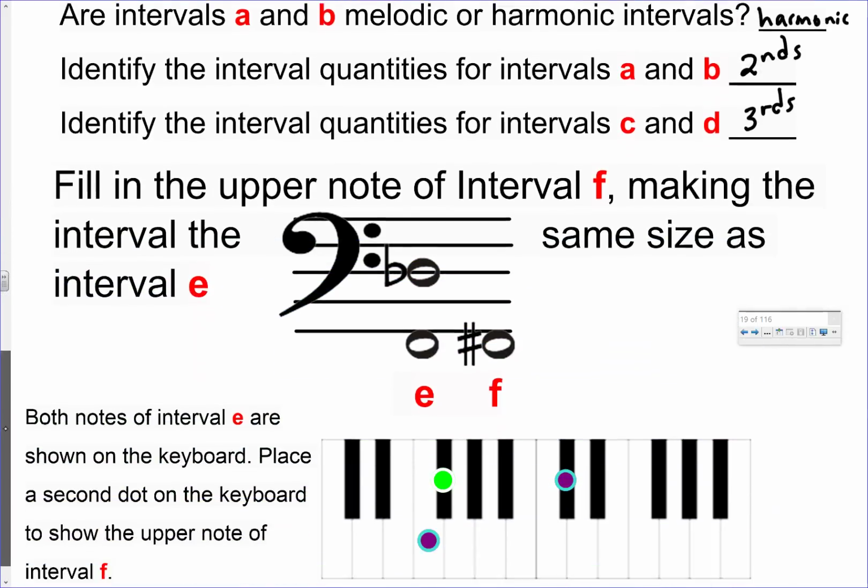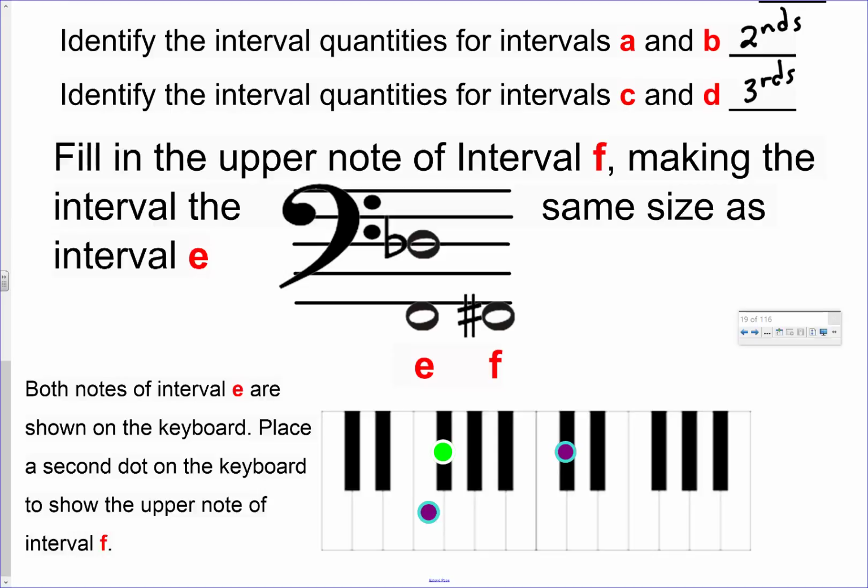Okay, here's an activity we can do. We need to fill in the upper note of interval F, making the interval the same size as interval E. Let's examine our notes first. Interval E, we have an F up to a D flat. Interval F contains an F sharp, and we need to supply the upper note in interval F, making them the same quality or the same size.